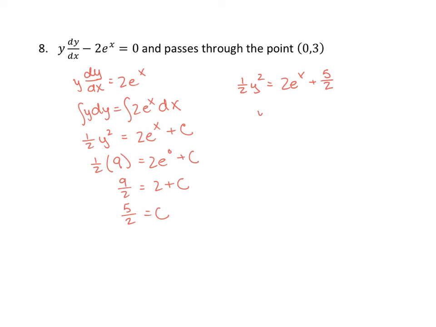Trying to get the y by itself, so I might multiply everything by 2. Sorry about that. 4e to the x plus 5. And y equals plus or minus the square root of 4e to the x plus 5.